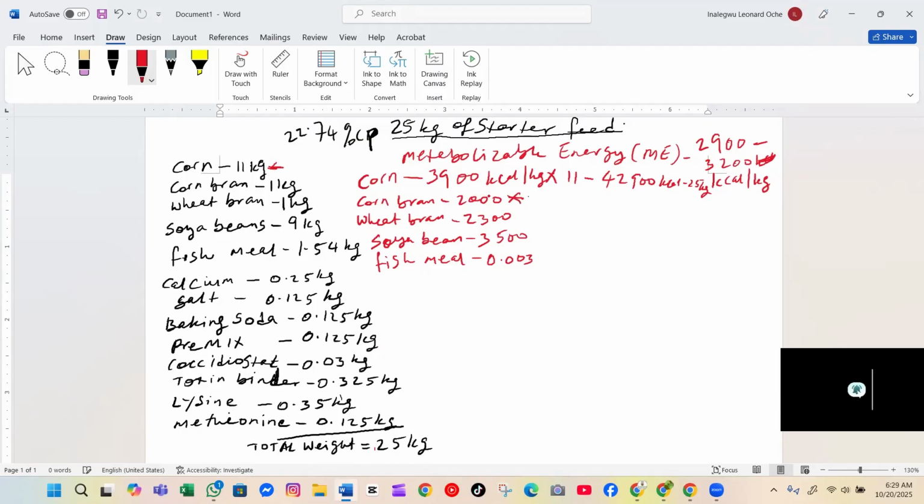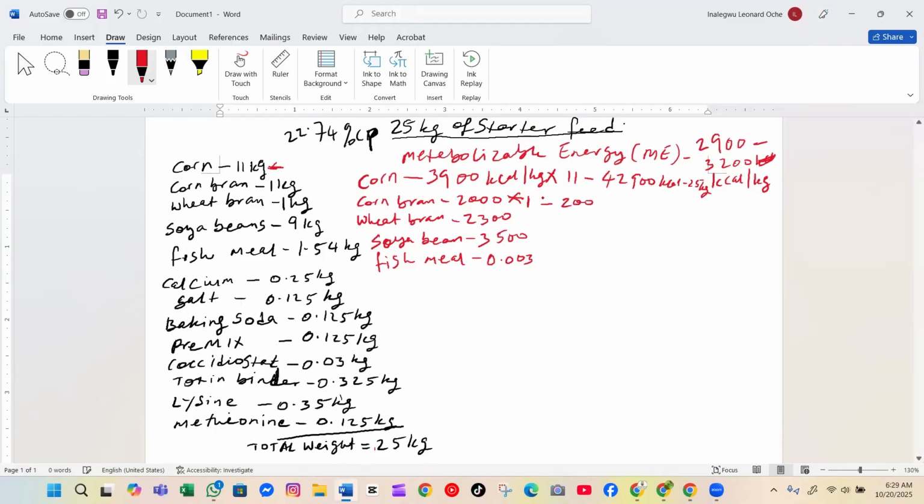You multiply by 1, and when you multiply by 1, you still have 2,000. The next is wheat bran, multiply by 1, and you still have 2,300. Then the next is soya beans. You multiply soya beans by 9 because we are using 9 kg. Okay, we need to add these values.